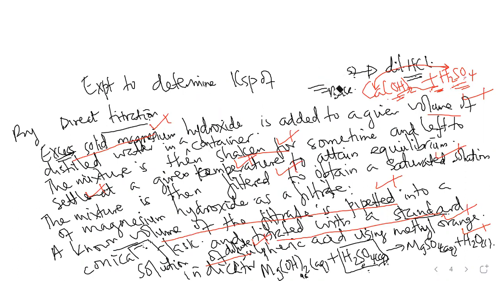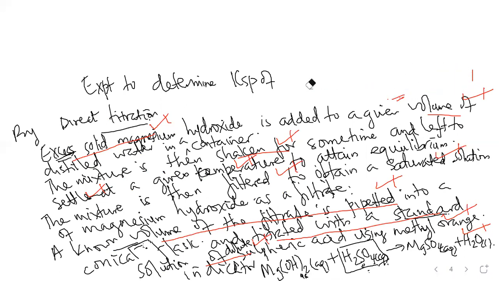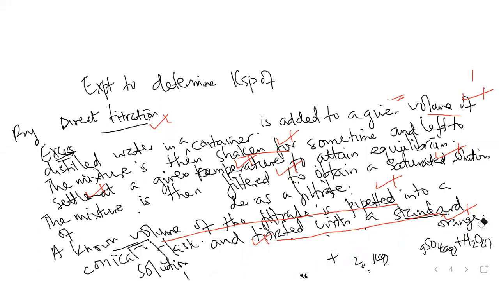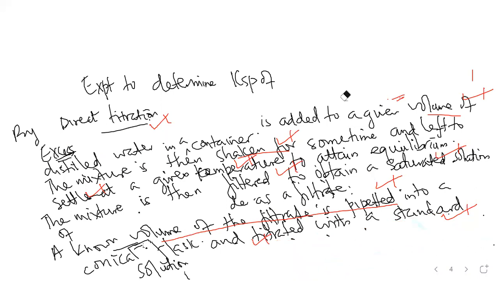I'm just going to change this to silver ethane dioate. And then you'll see the procedure simply flowing. So wherever I have magnesium hydroxide, I'm going to put there silver ethane dioate. The titration here is going to change. So it's a matter of modifying this experiment to make it fit into my treatment of results.